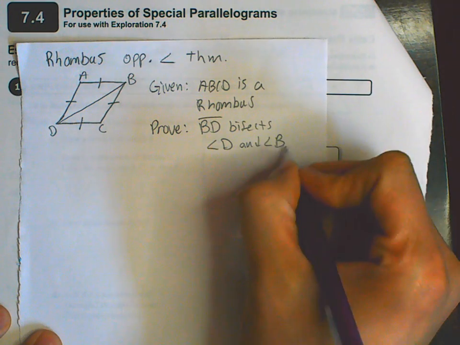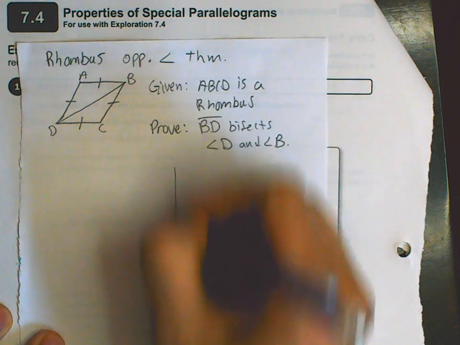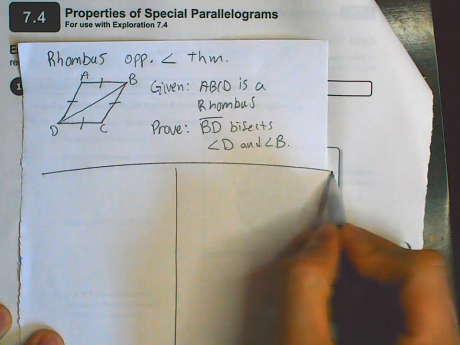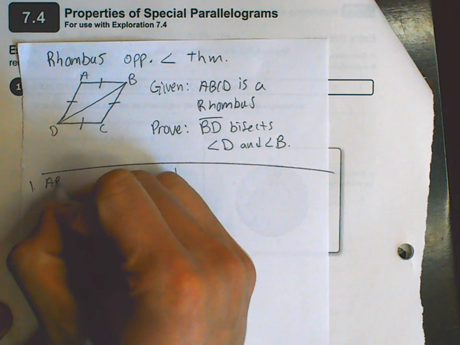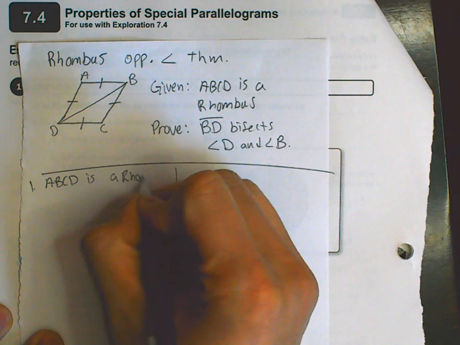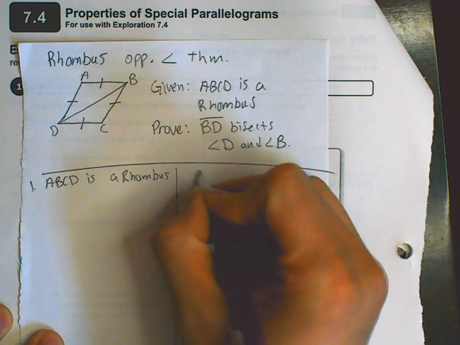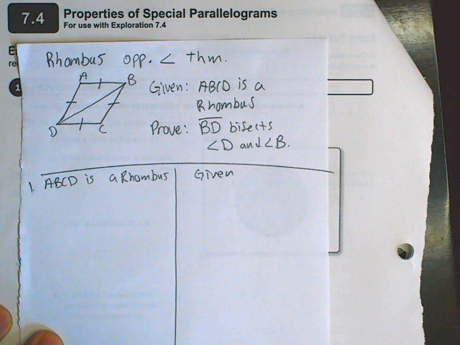All right. It looks complicated, but honestly, it really is not. Okay, and there's multiple ways of doing this. All right, so first step. A, B, C, D is a rhombus. That is given.